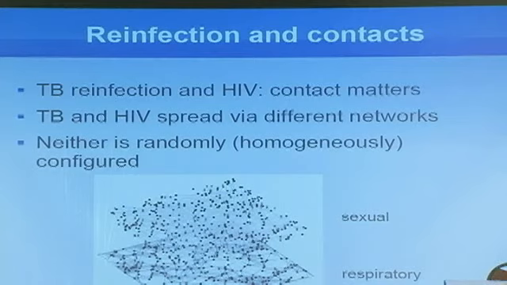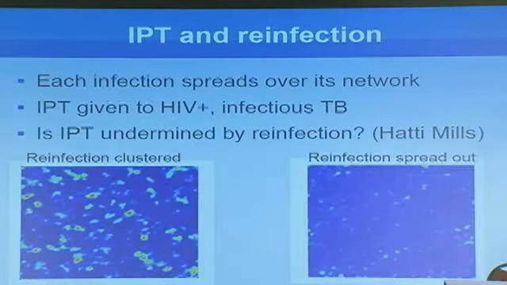Neither network is really randomly configured, and so what we wanted to know was, given that isoniazid preventative therapy is being rolled out in some settings and is given to HIV-positive individuals who are suspected to have latent TB or a risk for latent TB, to prevent their progression to active disease, can we say anything about the network effects and whether subsequent reinfection would really undermine IPT at the community level, even though at the individual level it seems very effective? And the answer is essentially yes, but it's complicated.